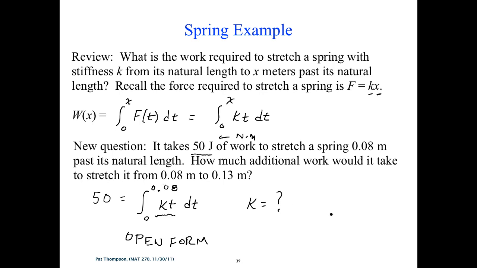And what's the disadvantage with open form? What the heck is K? How are we going to get K, right? There's no algebra, divide by this and square both sides to get K by itself, because it's locked in this open form.